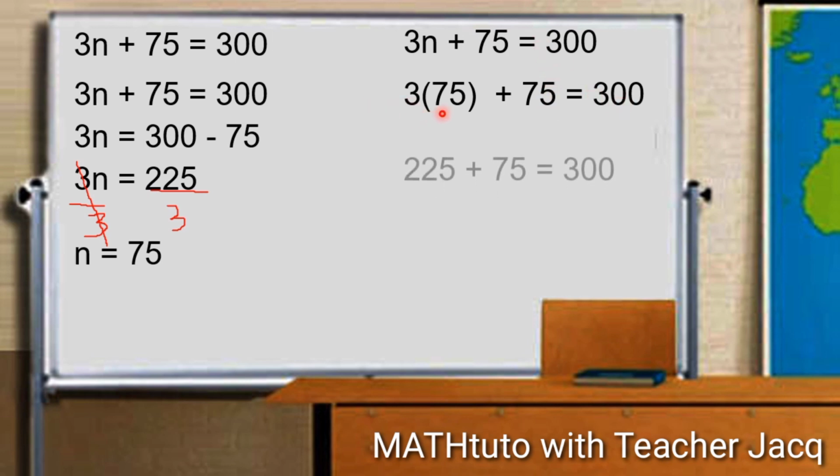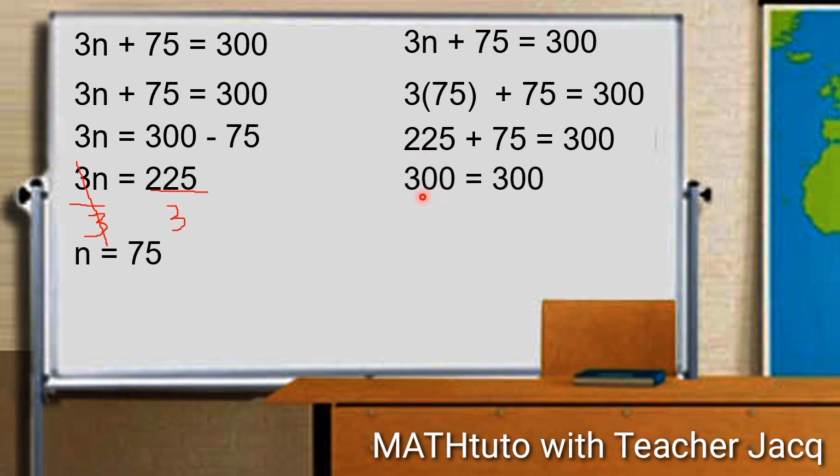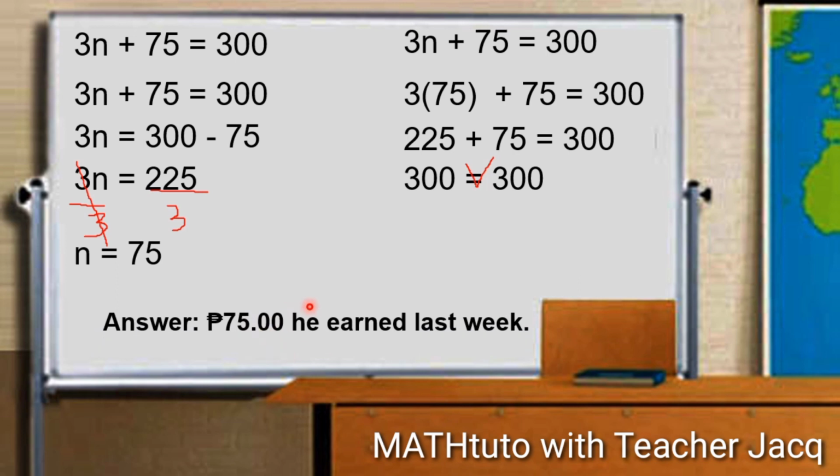So, 3 times 75 plus 75 equals 300. So, 3 times 75 is 225. Plus 75 is equals to 300. And then, 225 plus 75 is equals to 300. So, meron tayo ngayong 300 is equals to 300. Therefore, yung sagot sa ating word problem is 75 pesos ang na-earned ni Mang Ray last week.